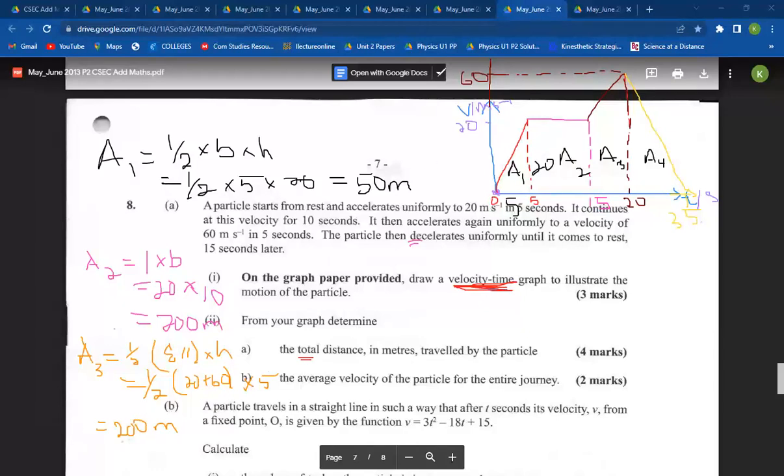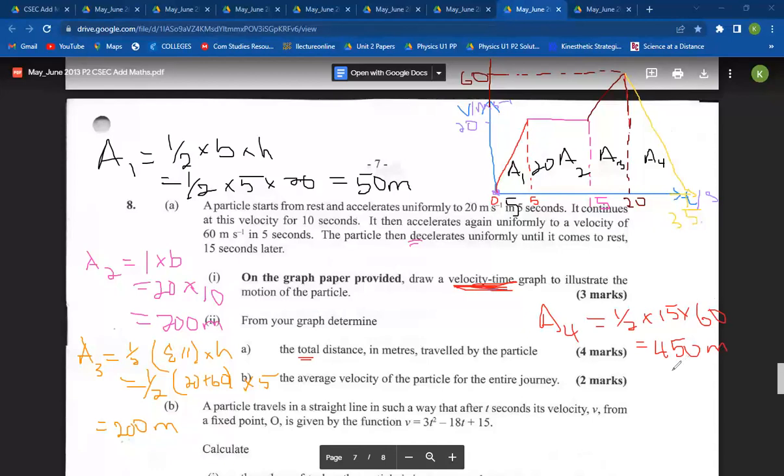Last one, A4. What shape is that? It's a triangle, a half base by height. That's what I'm using. So half, my base is from here to here. That's 15. 35 minus 20 is 15. Times the height, which would be from here to here. That's 60. Fifteen times 60, that's 900. 900 by a half is 450.